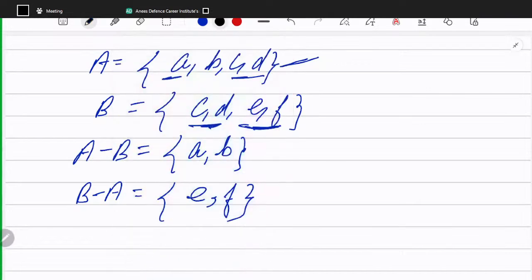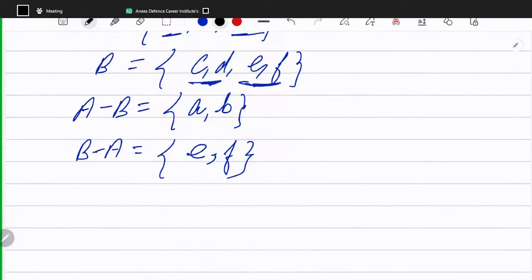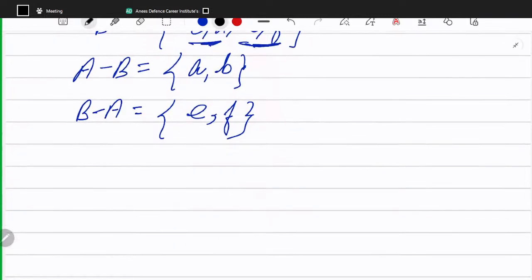I'm talking about symmetric difference of two sets.